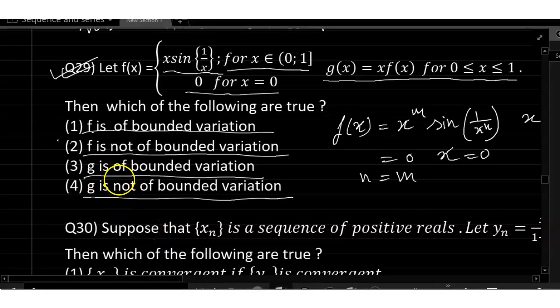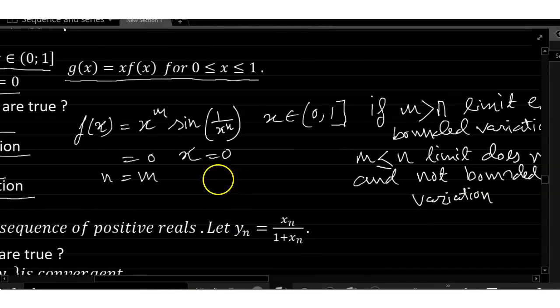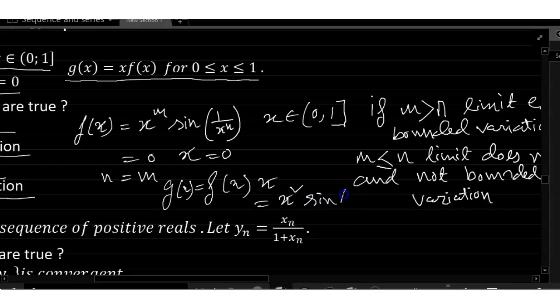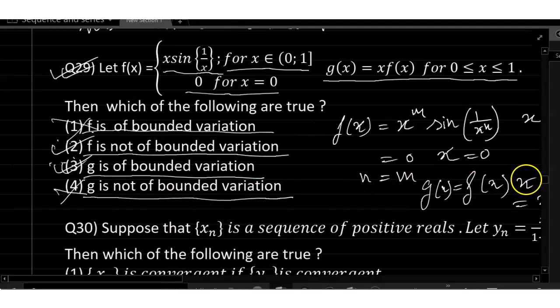So f is of bounded variation, this option is wrong. Option 2, f is not of bounded variation, this is correct. g is of bounded variation, this is correct. And g is not of bounded variation, this is wrong, because g(x) is equal to f(x) into x, so it can be written as x square sine 1 by x. So here m greater than n, so the limit exists, that's why g is of bounded variation.